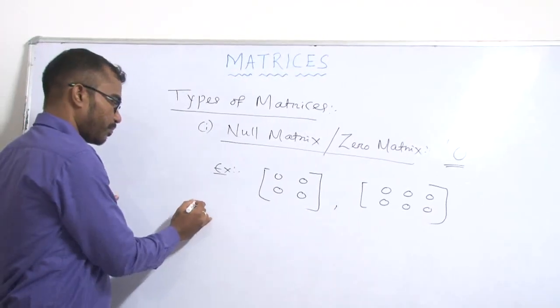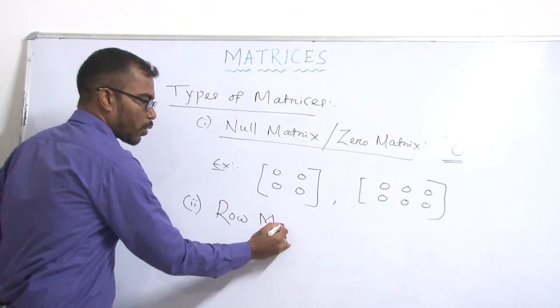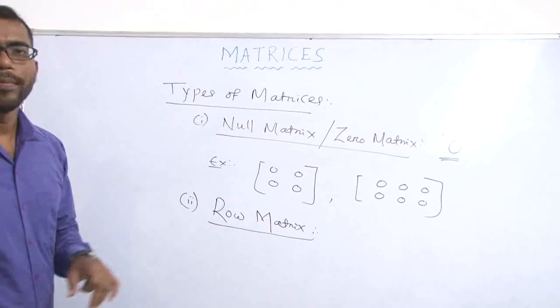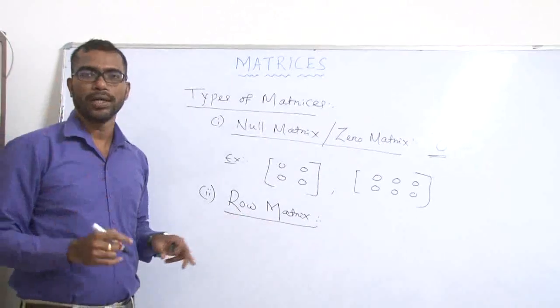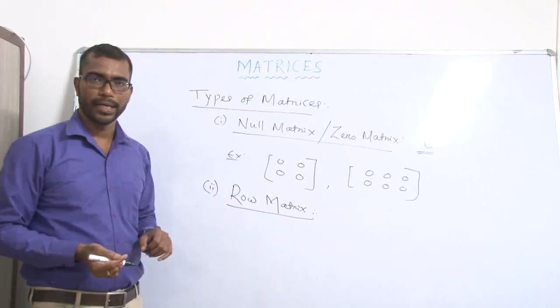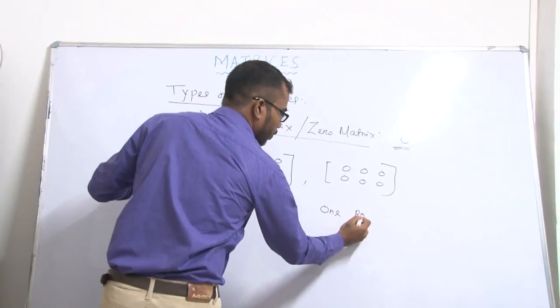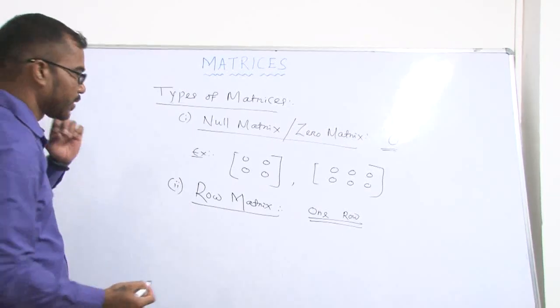Second is row matrix. Row matrix means it is a matrix having only one row is called row matrix. Having only one row. So it is a row matrix.